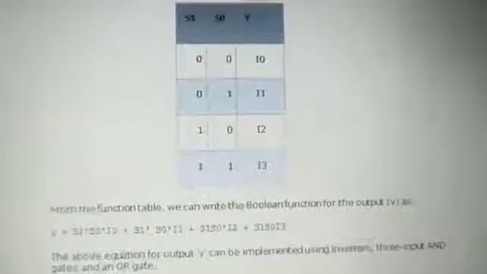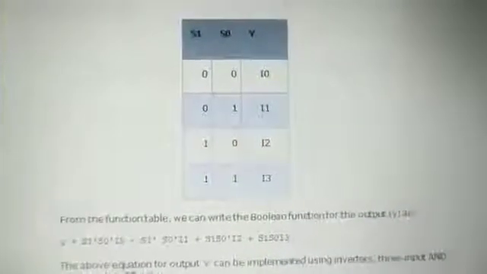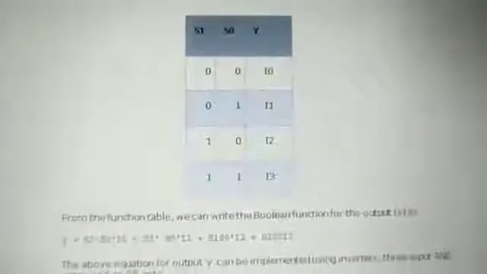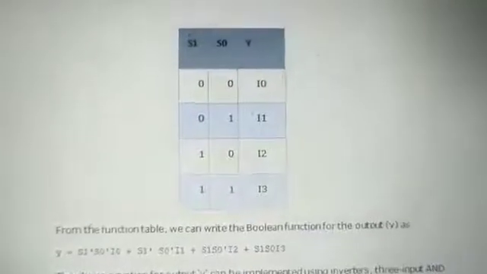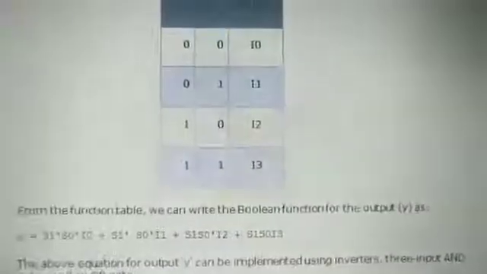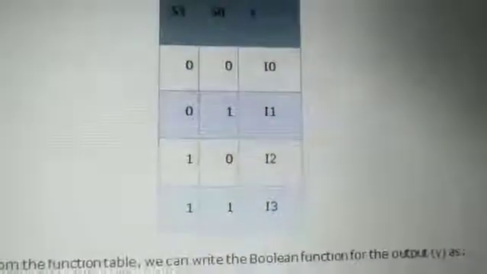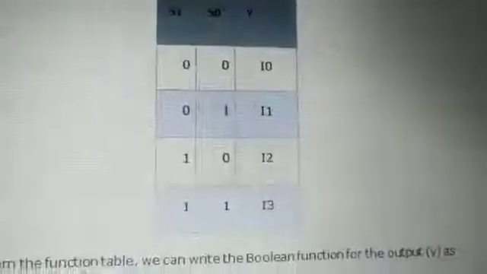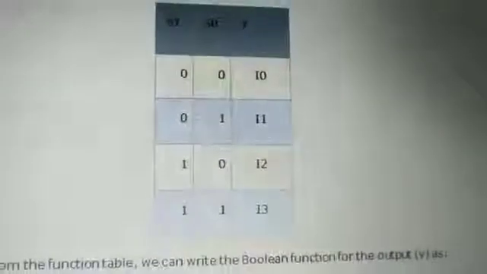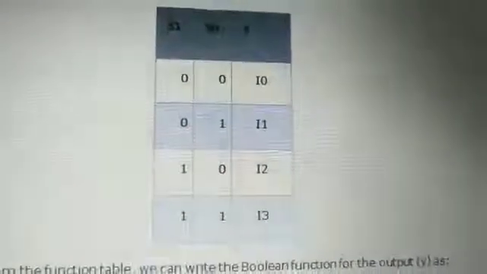In the second case, if S1 is 0 and S0 is 1, then the second input will be selected. For the third case, if S1 is 1 and S0 is 0, then only I2, meaning the third input, will be selected. If both select line inputs are 1, 1, then only the fourth and last input will be selected.